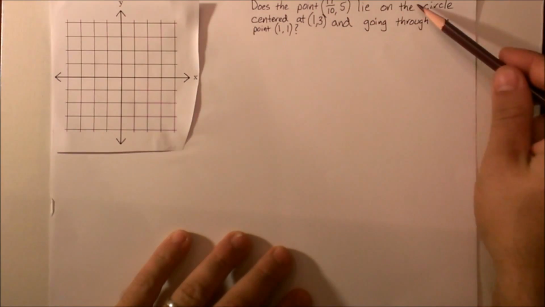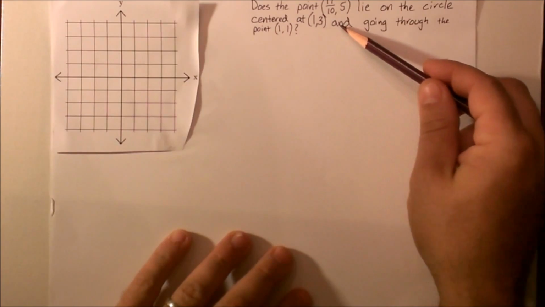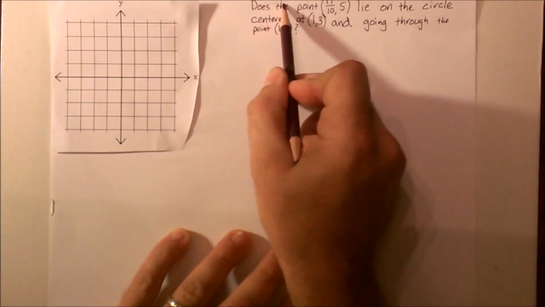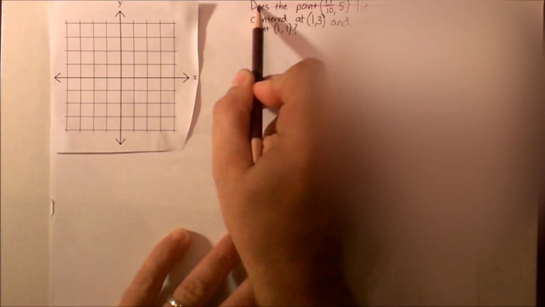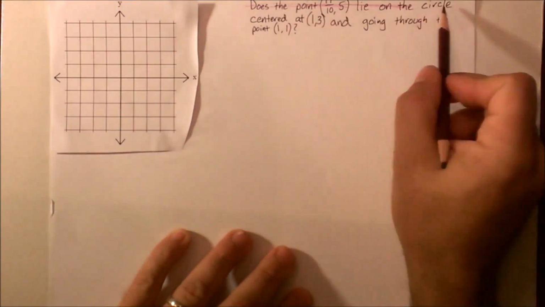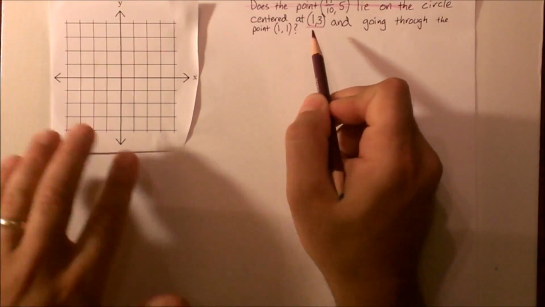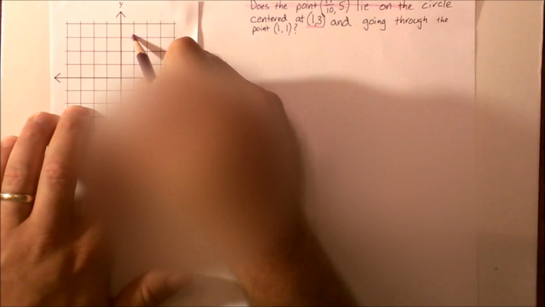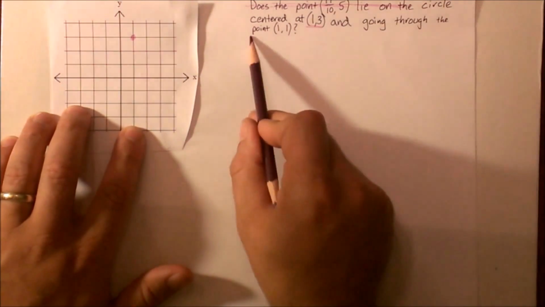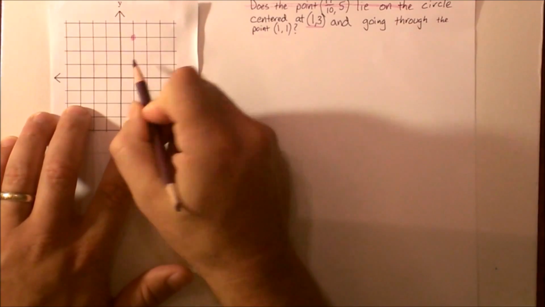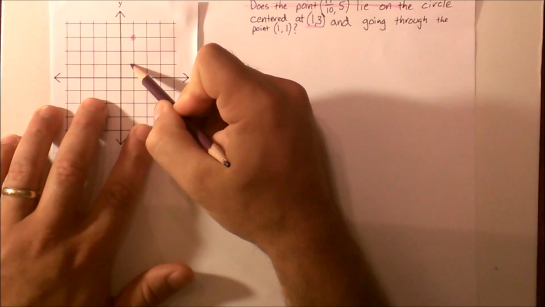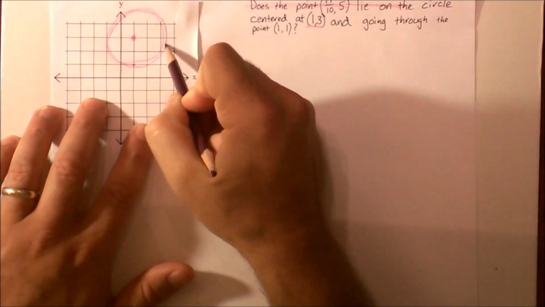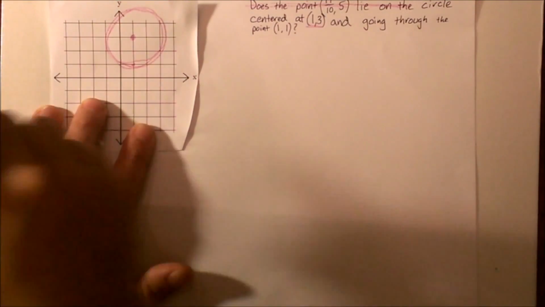In this step, we will disregard the first part of the question and focus mainly on where the center of the circle is and a point that the circle goes through. So it's centered at 1, 3. Plotting that on this graph, there's the center, and it's going through the point 1, 1. Let's plot that. And now I'm drawing a rough sketch of what the circle should look like. It's not exact, but it's good enough for the purpose of this problem.